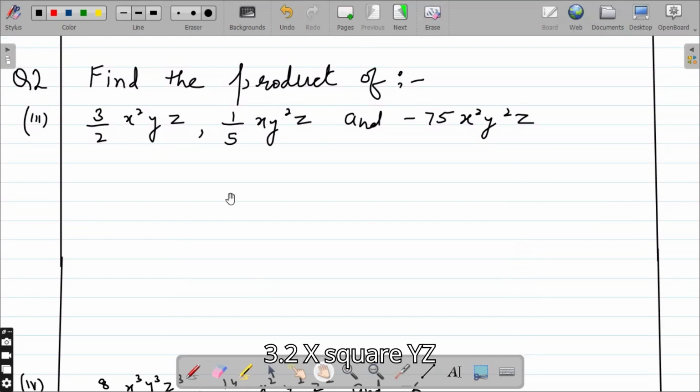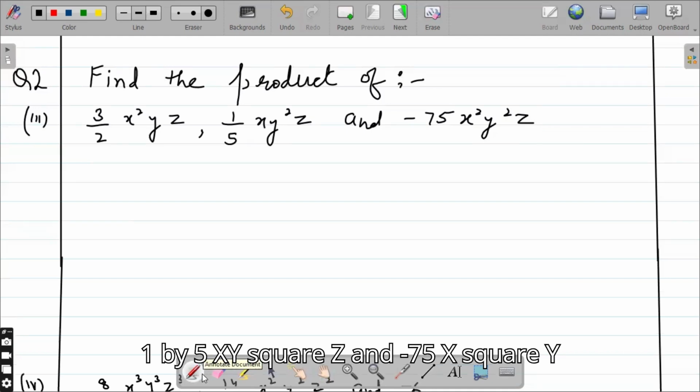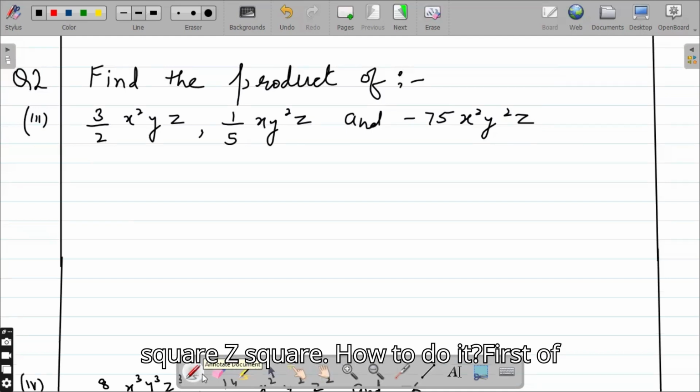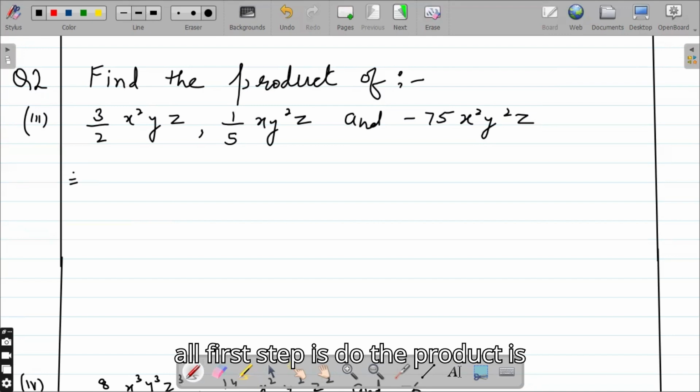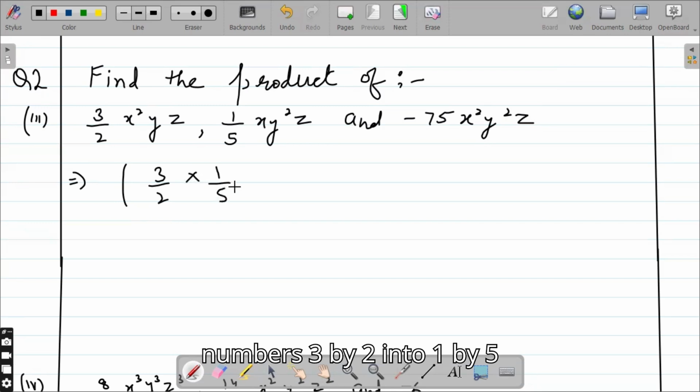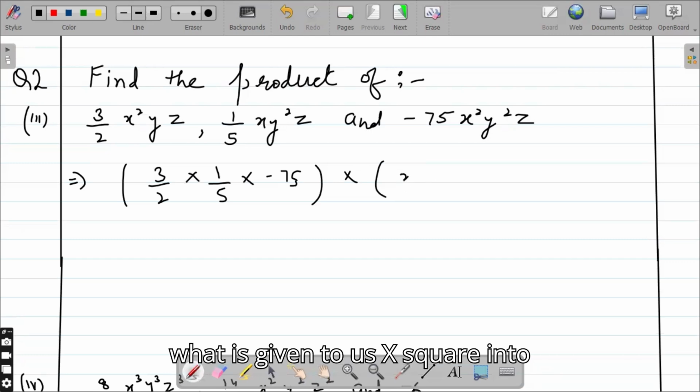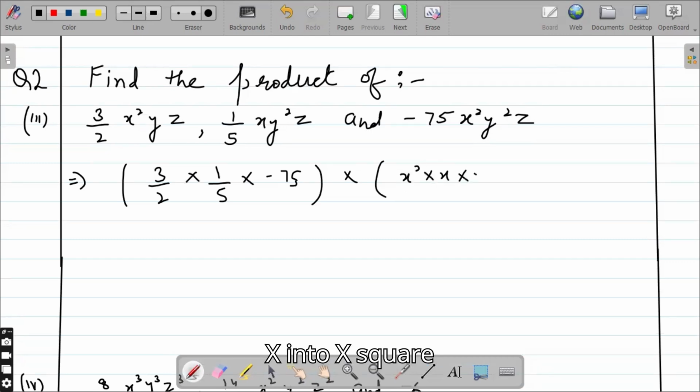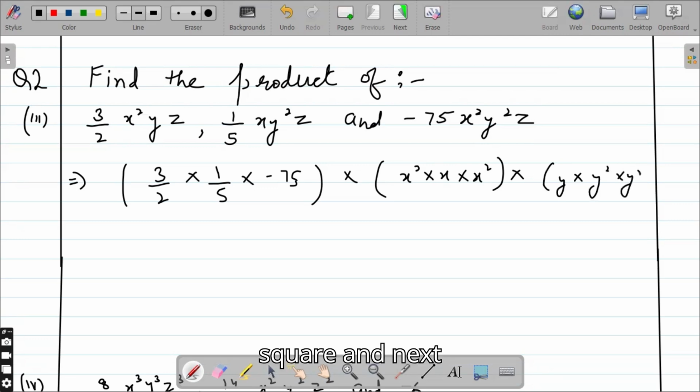So the third part is 3/2 x square yz, 1/5 x y square z and minus 75 x square y square z square. How to do it? First step in doing the product is to split all the constants or rational numbers: 3/2 into 1/5 into minus 75. Then x square into x square. And coming next, y into y square into y square. And next, z into z square.